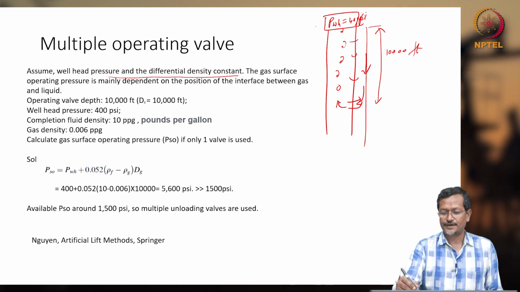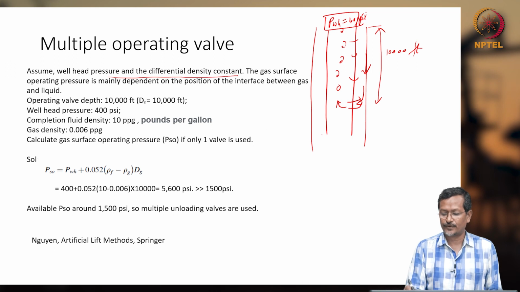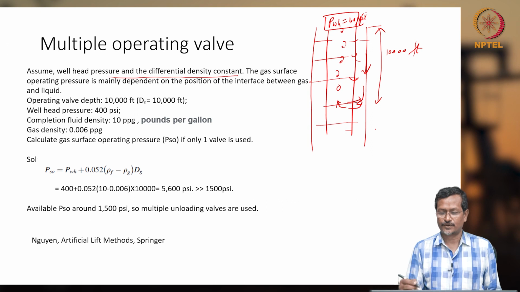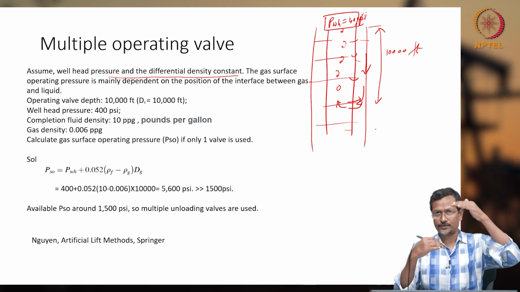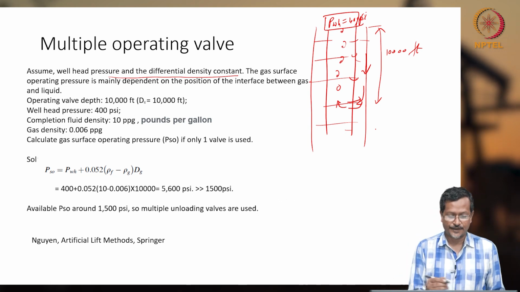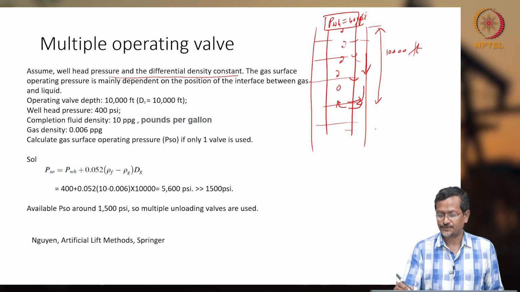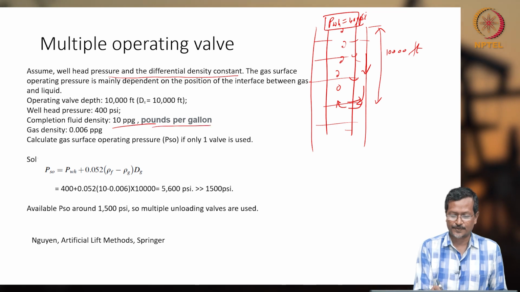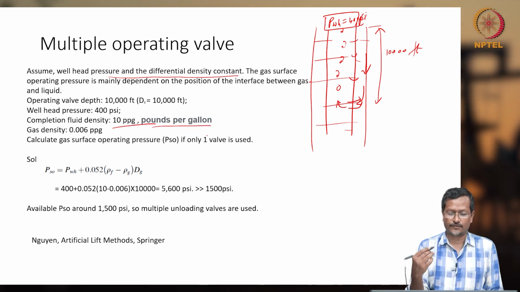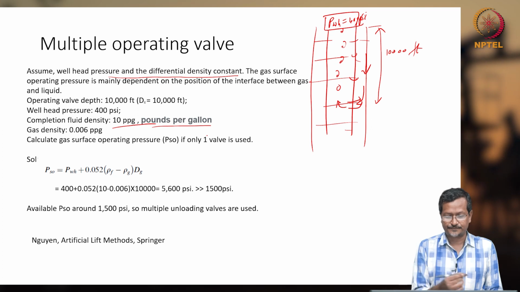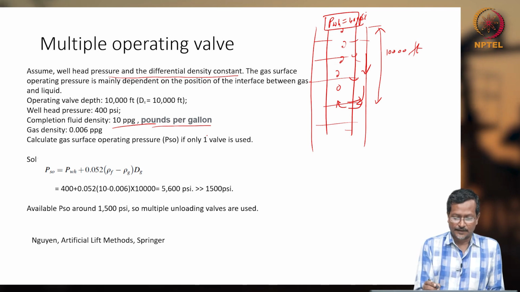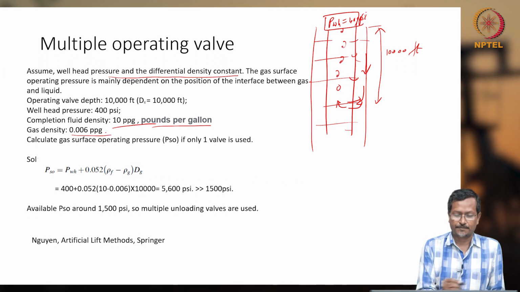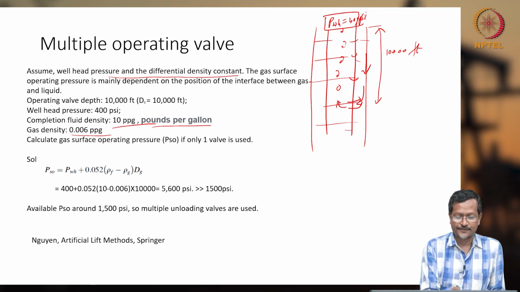Now completion fluid density is 10 ppg. Completion fluid means initially we are assuming the whole wellbore is filled with completion fluid. Whatever density is there of completion fluid, the whole thing will be acting, and its density is given as 10 ppg, pounds per gallon. Actually you have to convert to psi per feet. The gas density is also given, 0.006 ppg. So calculate surface operating pressure.